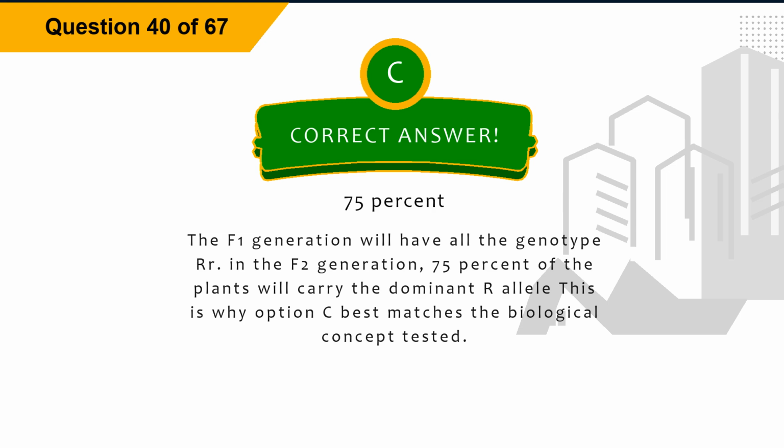Explanation. The F1 generation will have all the heterozygous genotype. In the F2 generation, 75% of the plants will carry the dominant allele. This is why option C best matches the biological concept tested.